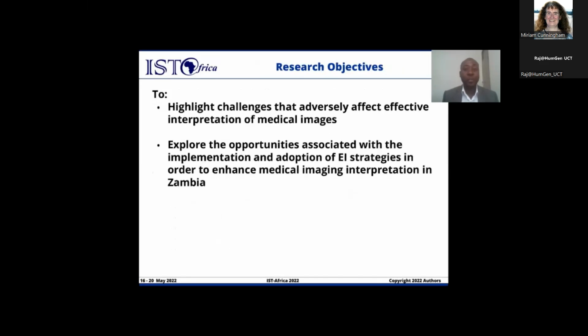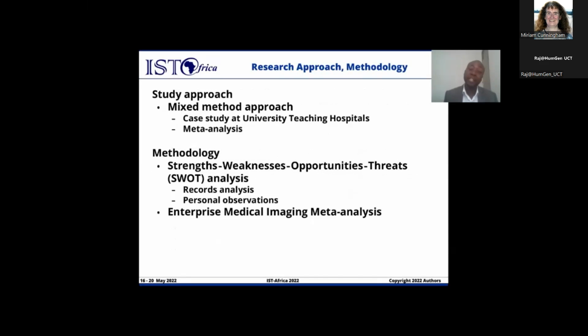We had two objectives for our study: to highlight the challenges that adversely affect effective interpretation of medical images, and to explore the opportunities that are associated with the implementation and adoption of enterprise imaging strategies in order to enhance medical imaging interpretation in Zambia and the Global South at large.